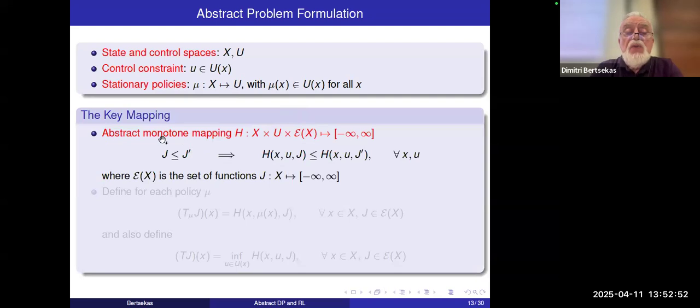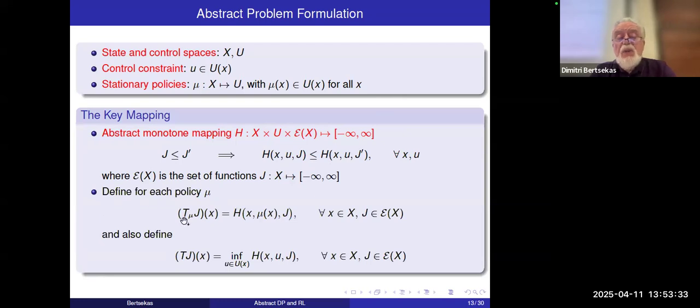And we introduce a mapping H from X, U, and the space of extended real valued functions, which are monotone. That's a key property. In dynamic programming, you have this property which says that if you take J and increase it uniformly, then H of J also increases uniformly. All the dynamic programming problems that you can come up with have this monotonicity property. And so we assume that, and it turns out to be an important property. It introduces a lot of structure, regardless of whether you have contraction or not.